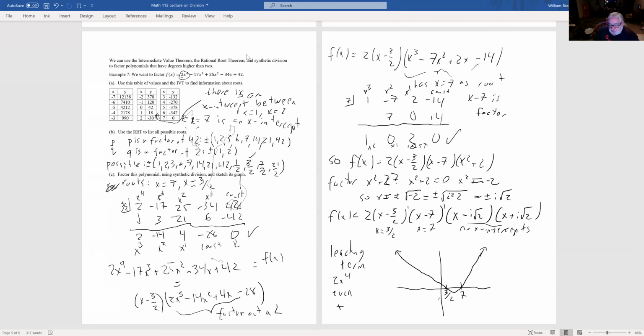Not to scale, I'm just trying to figure out where it's positive and where it's negative. You know, if you look at the numbers at x equals minus 7, it's all the way up at 12,000, right? So this is really not to scale.